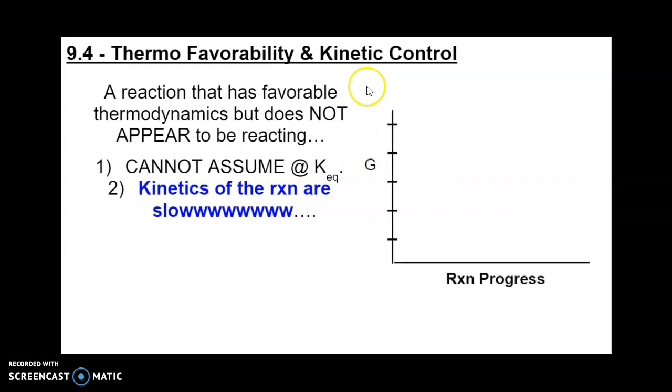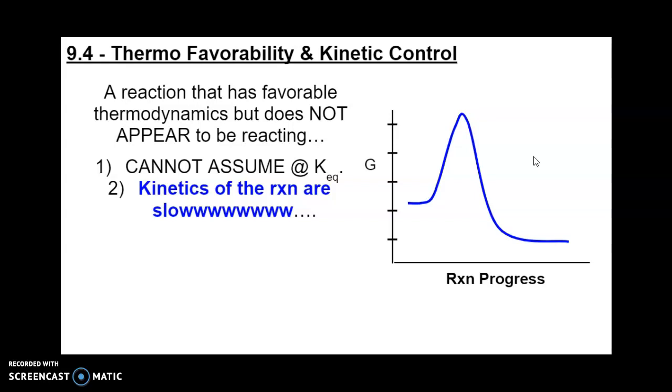So, if we look at a graph of the reaction progress versus Gibbs free energy, we may see that we have a reaction that looks like this. This is going to be familiar for us, and what we see here is where our reactants would be, and where our products would be. And we have this peak of energy that we have to overcome. If we remember, that peak energy is called the activation energy.